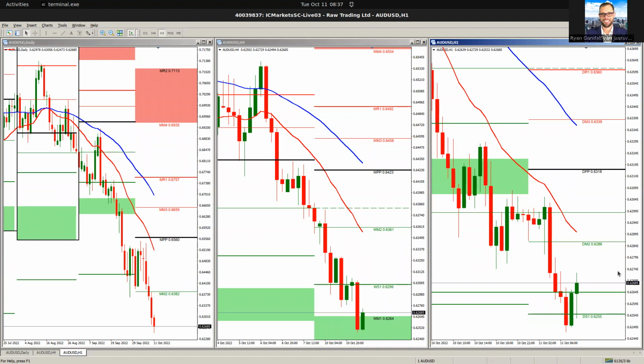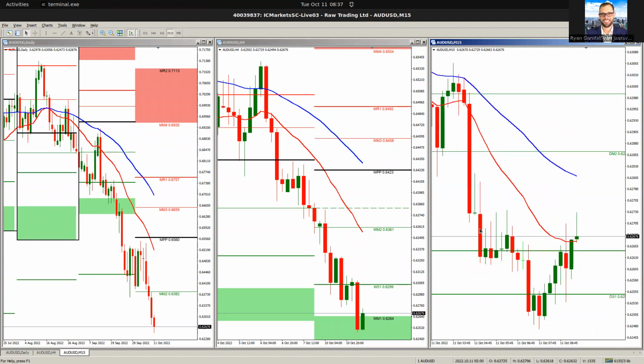So I could be paying attention to this potential counter trend trade all the way up to WPP. Okay, fantastic. At some point today, but I need to see some significant indication of bullishness on one of the charts. You can see M15.